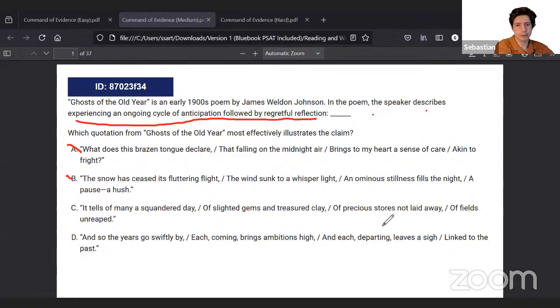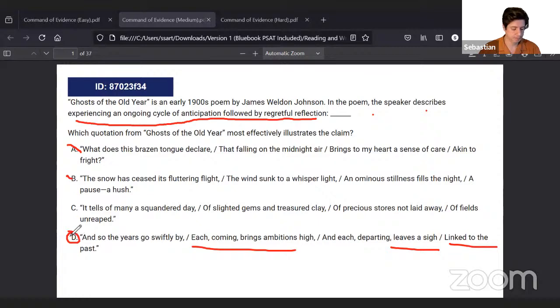And so the years go swiftly by, each coming brings ambitions high, and each departing leaves a sigh linked to the past. And yeah, it is D. When they come, they raise your ambitions, and when they depart, they leave you with a sigh. A sigh can be an expression of regret or remorse. And then that's linked to the past. So it is D. Okay, if you have questions on that, let me know.